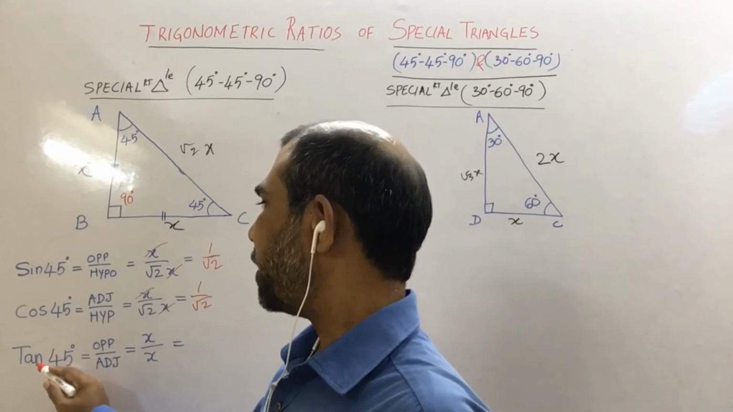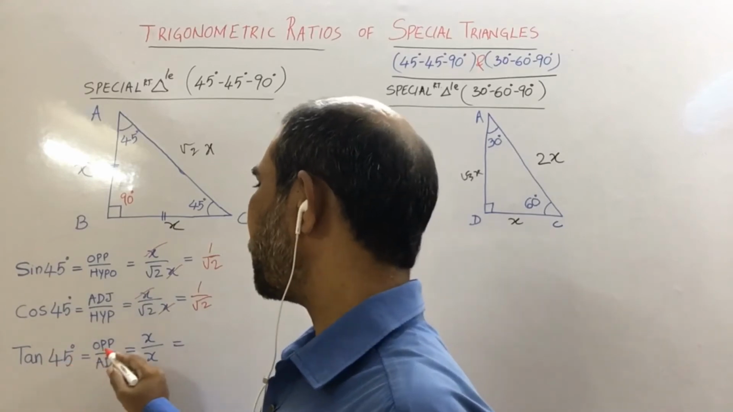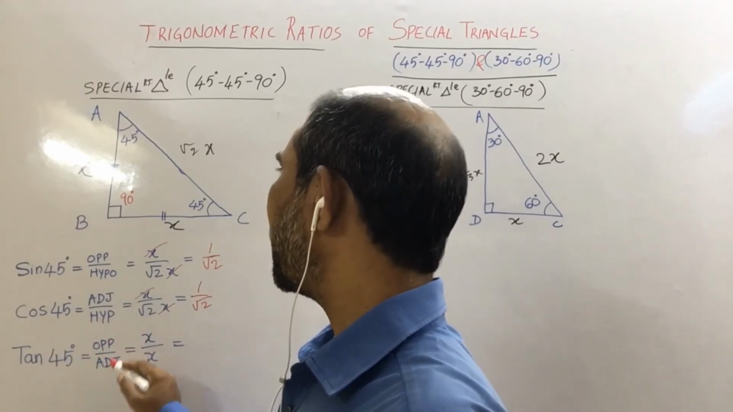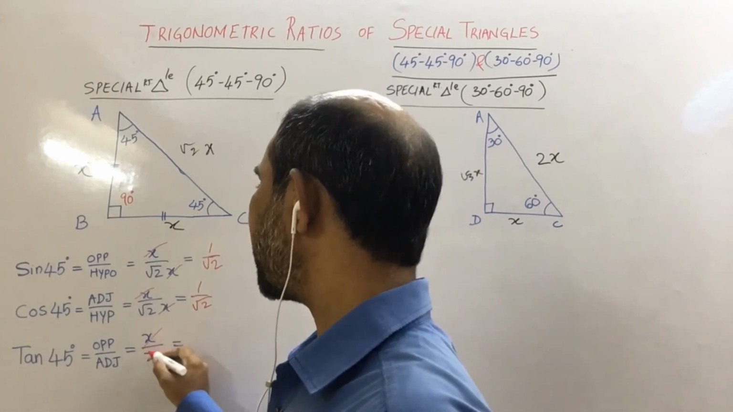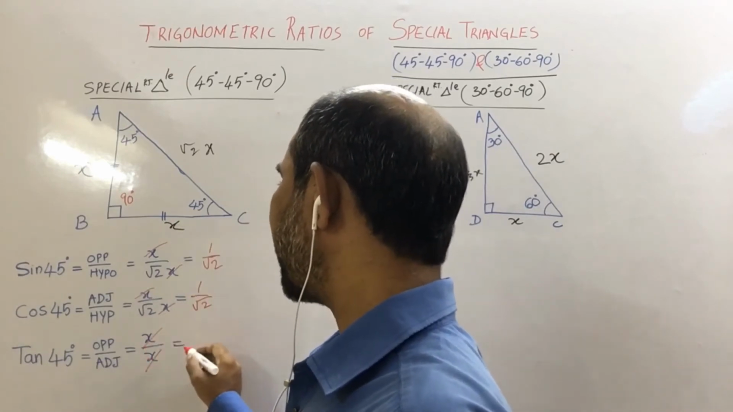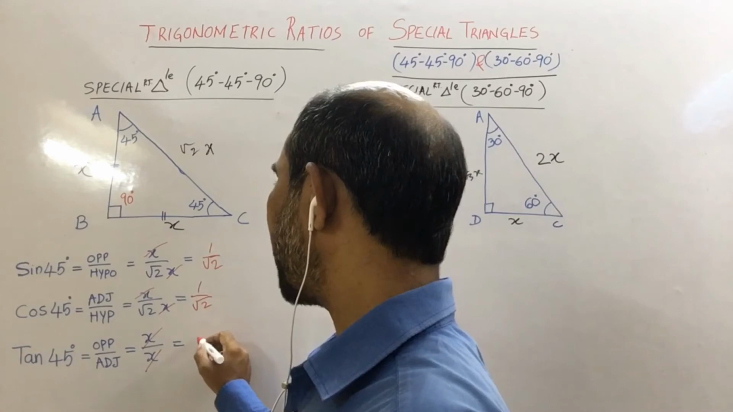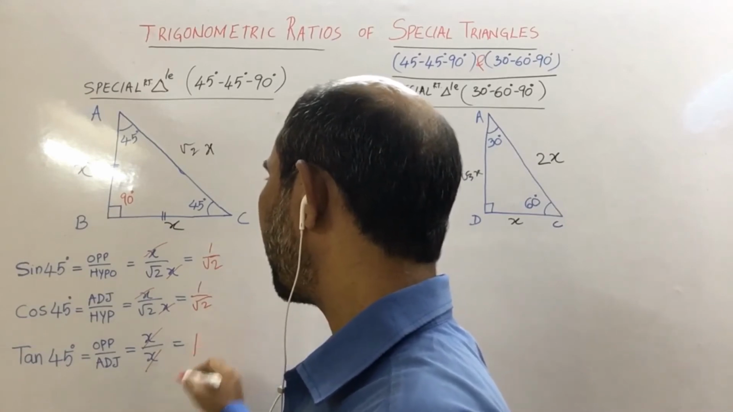Similarly, you can calculate tan 45. Tan 45 is equal to opposite over adjacent. Opposite side is x and adjacent also x. X gets cancelled, the value of tan 45 is 1.